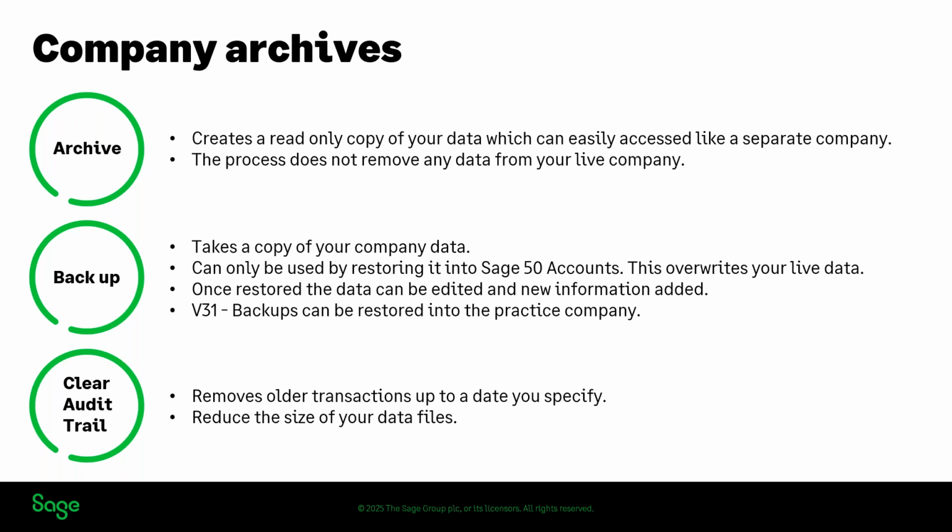So archive is a full copy of your data as it stands, but so is a backup. Archive is nice and easy to access. It's on top, basically. Whereas with a backup, you can only use that by restoring it into the software. Now, if you restore it into your live company, that backup would overwrite your live data, so you need to be very careful if you're doing that. Obviously once restored, it takes you back to that point in time.